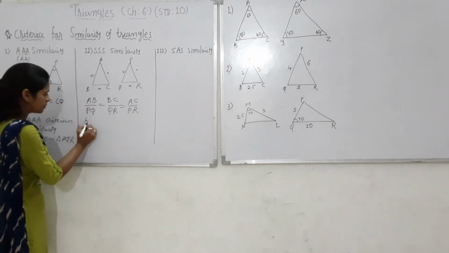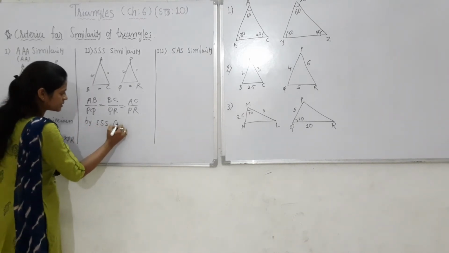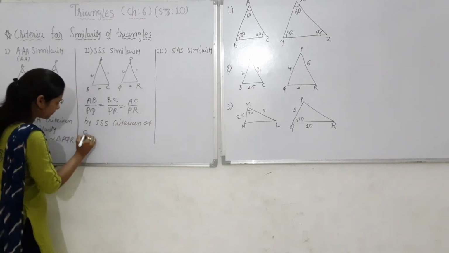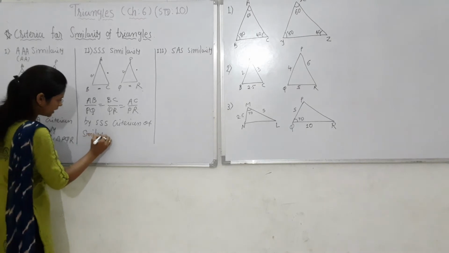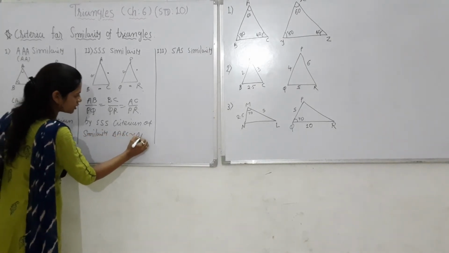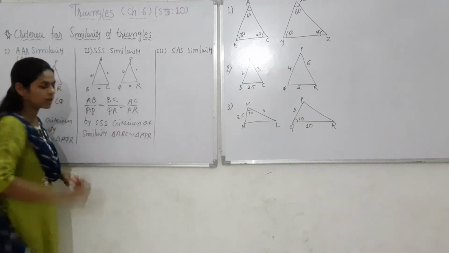So you can write by SSS criterion of similarity, triangle ABC is similar to triangle PQR.